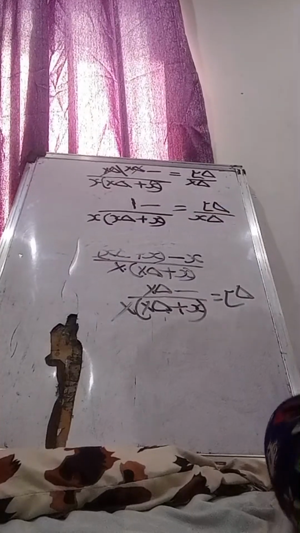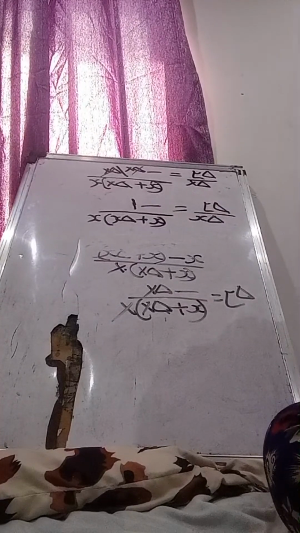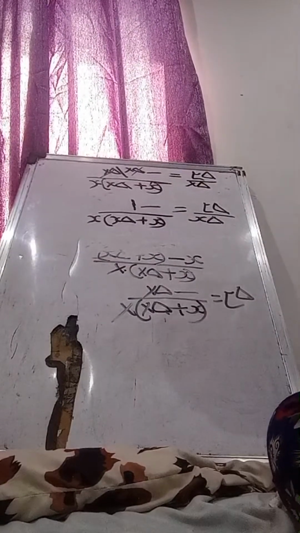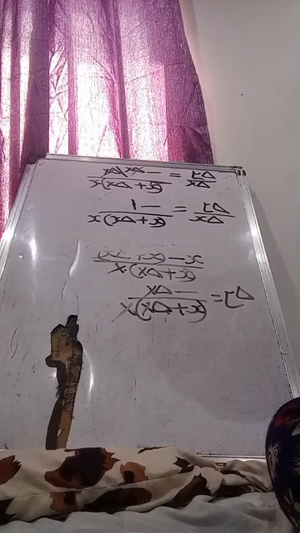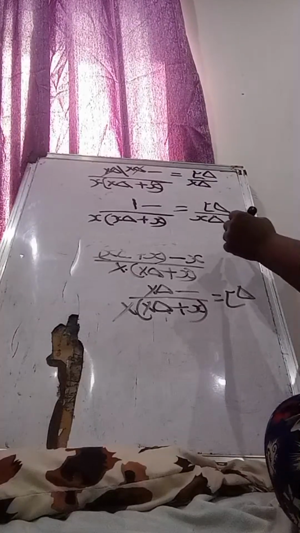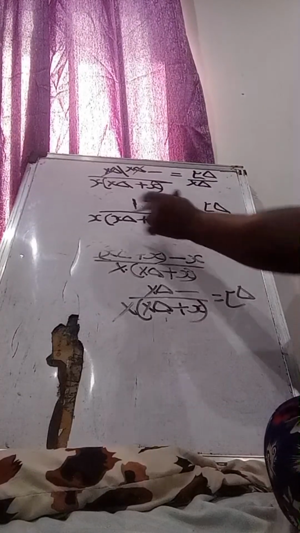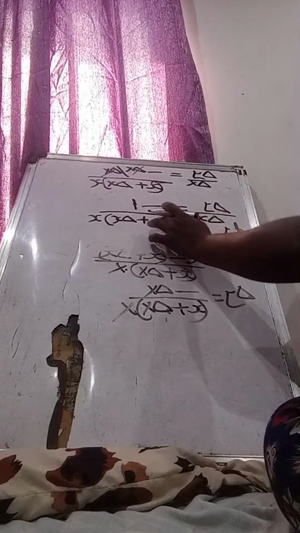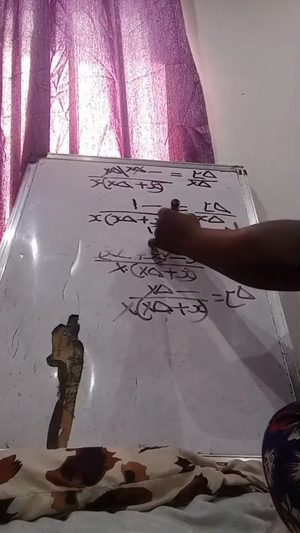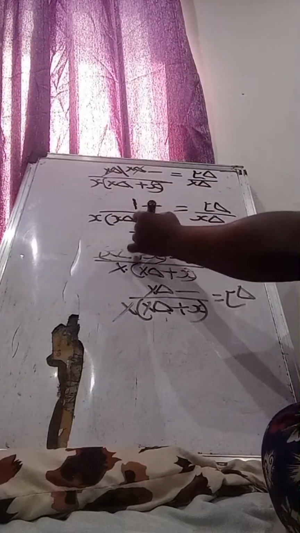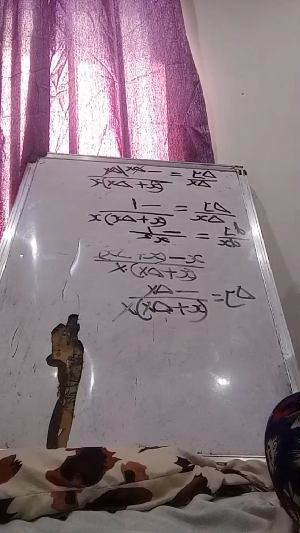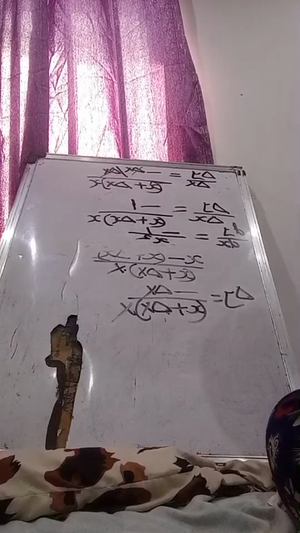So what do we do next? We limit change in x to 0. That means here it is automatically 0. So we have that dy over dx equals minus 1 all over x plus 0, which is x. So x times x will give us x squared. So that is our answer.